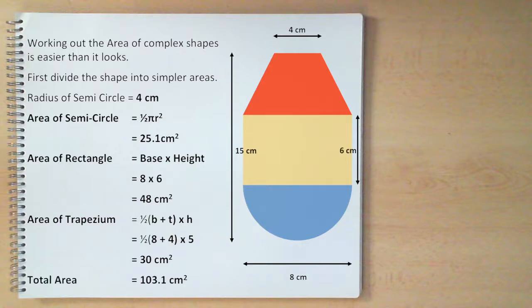So whilst that at the outset looked like a fairly complicated shape to work out the area of, once you divide it down into the individual parts, you can see that it's quite simple, as long as you have remembered the formulae for the areas of the individual shapes.